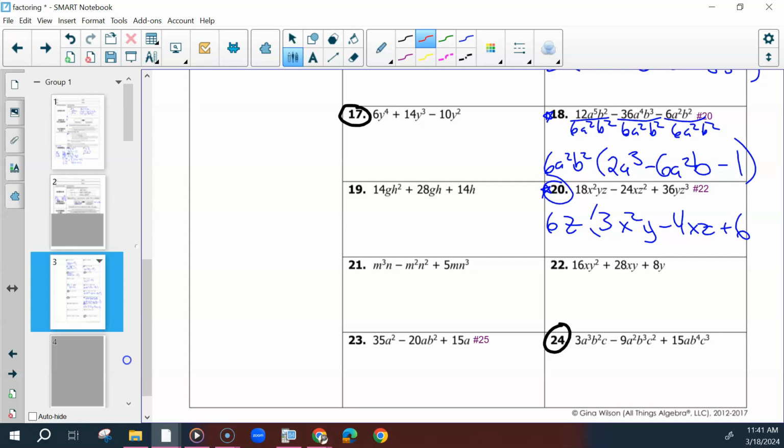What else is still there? Y z squared. Well, so 6z, 3x squared y minus 4xz plus 6yz squared. Yes. Max, 3x squared. From this one, if we divided 6z, 18 divided by 6 would give us 3. Oh. There are no x's, and the z's would cancel, leaving the y. Other questions?